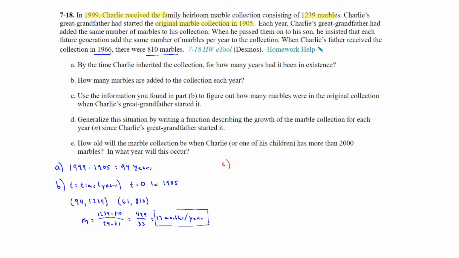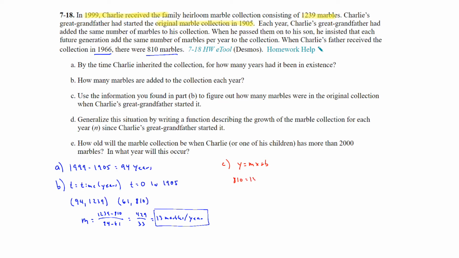Use the information you found in part B to figure out how many marbles were in the original collection. Well, now that we know the rate of change, we can now use the equation for the slope-intercept form and plug in the information that we know. I'll choose the second point where y is 810.